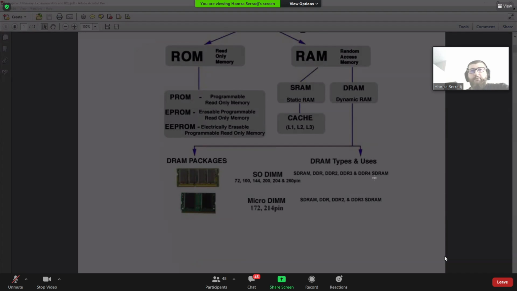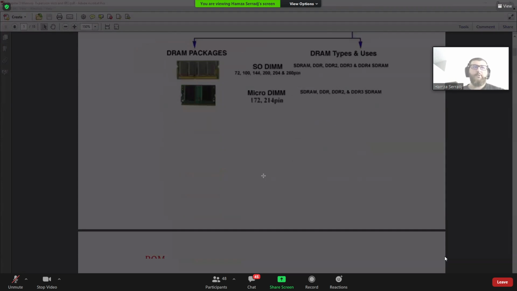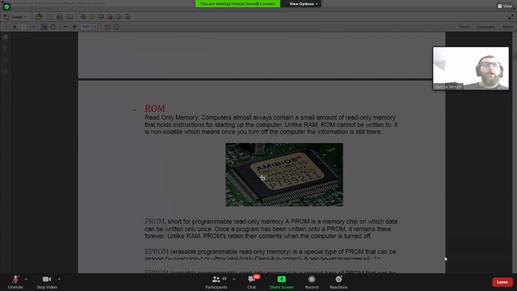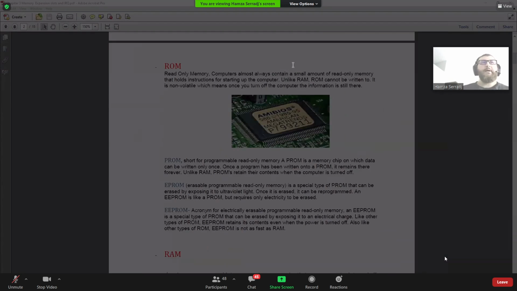SDRAM, DDR, DDR3, we're going to talk about those DDR, DD something. And those ones also go for much smaller devices. They are designed in micro size. We call them microDIMMs. Okay, the ROM is good for the BIOS. We have a BIOS, just microcode.